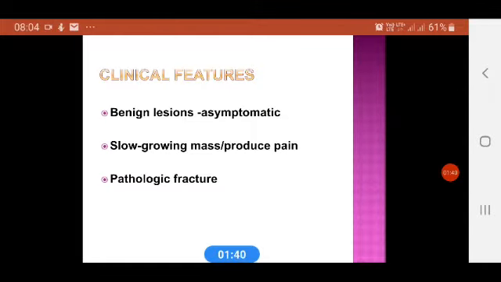Now, something that we decide before even looking at the slide is the duration of the lesion, or what symptom they are coming with. If they are asymptomatic, then most probably it would be a benign lesion. If it's a slow growing mass over years, then most probably it's a benign lesion. But if the patient comes with a pathological fracture, there is a high tendency that we might be dealing with a malignancy. But benign tumors also do present with a pathological fracture for the first time.